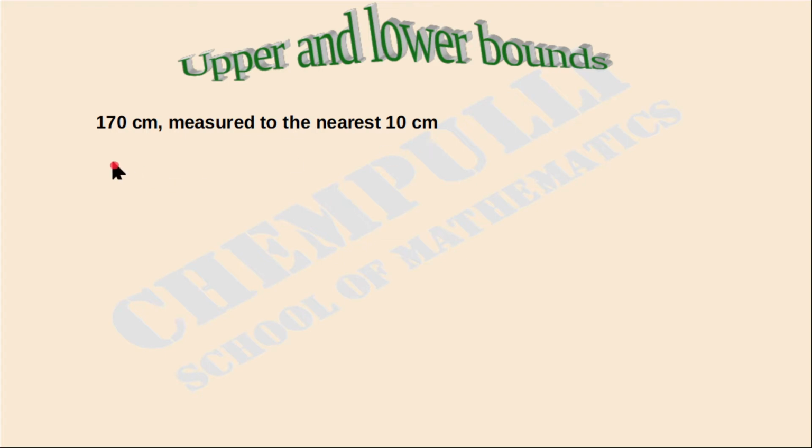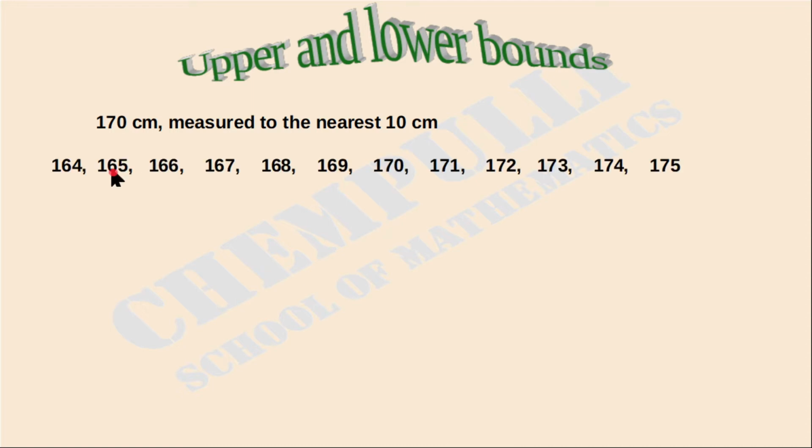First, I'm going to take the values that are nearest to 170 centimeters. These are the values that are nearest to 170 centimeters, that is 164, 165 up to 175. Next, I'm going to round off each value to the nearest tens. That means if we round off 164 to the nearest tens, then we will get the answer 160.